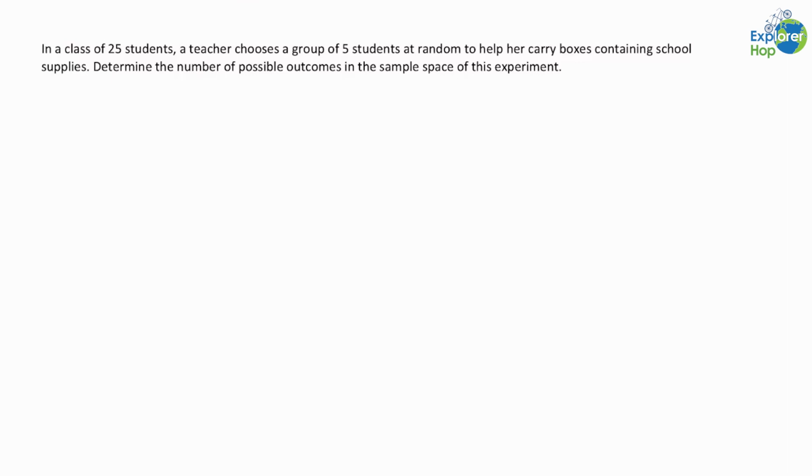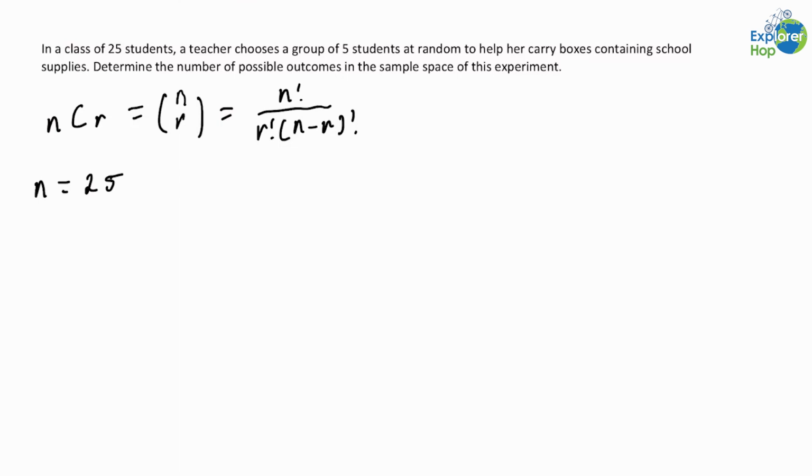And we can do this by using this formula, where the number of combinations, written as nCr, which can also be written as n choose r, is equal to n factorial over r factorial times n minus r factorial. And in this case, n is equal to 25. That's because we have a total of 25 students, and r is equal to 5, since we are picking a group of 5 students.